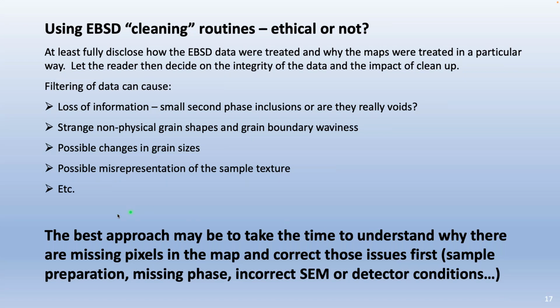But I think the best approach here may be to take the time to understand why there are missing pixels on the map and correct those issues first. Sample prep, maybe a missing phase in your phase discrimination list. Maybe you've run the SEM in an incorrect manner, or can modify the conditions, higher beam current, different accelerating voltage, or maybe your detector conditions need to be set up.